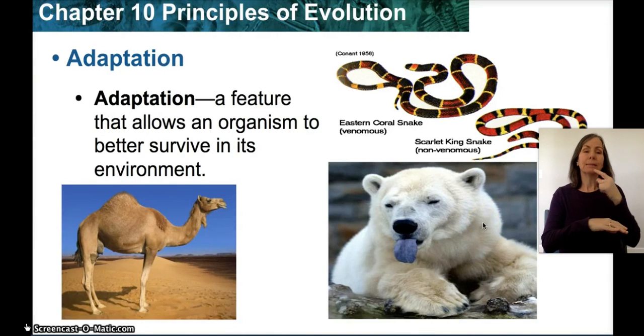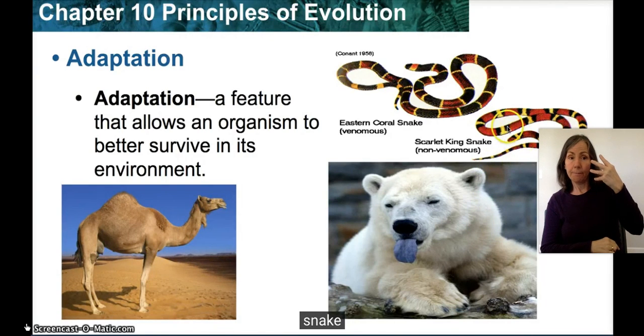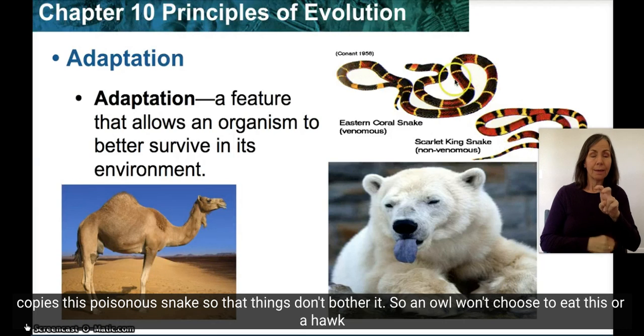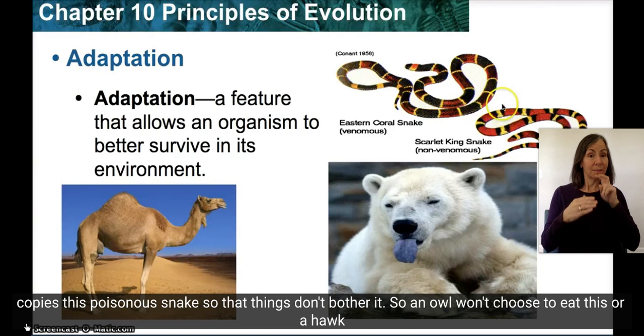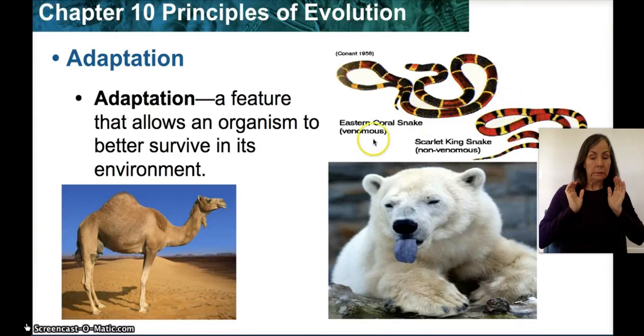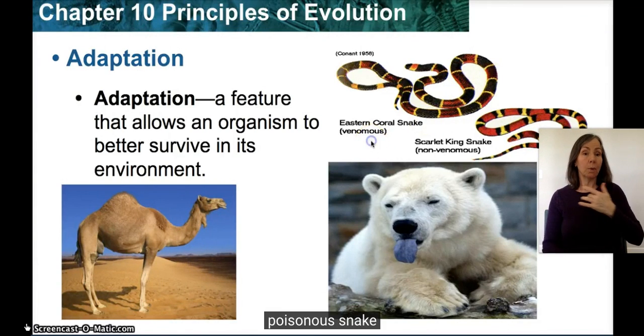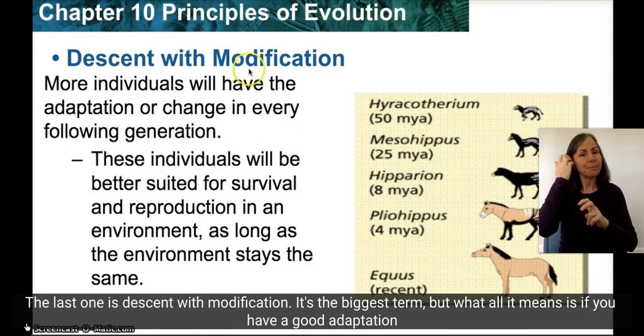to stay warm. This snake copies this poisonous snake so that things don't bother it. So an owl won't choose to eat this, or a hawk, because it looks like a venomous, poisonous snake. The last one is descent with modification.